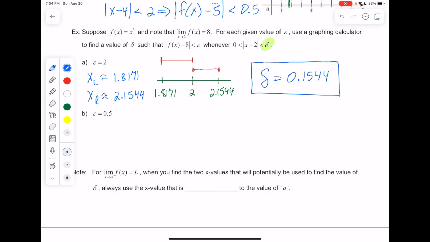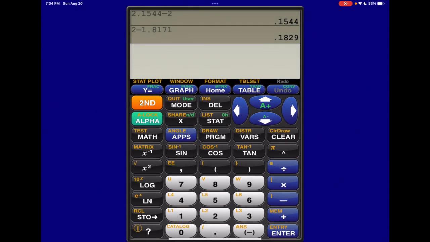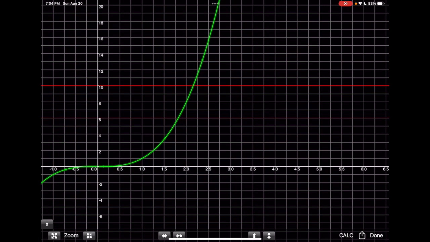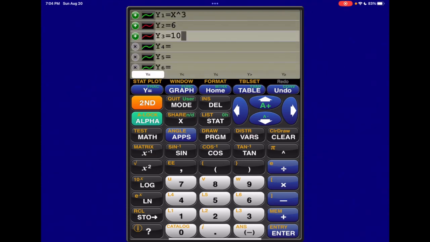All right, let's play the game again with a different epsilon. So this time they want us to change the epsilon to 0.5. So what does that mean in terms of our picture right here? Well, instead of being able to go from 8 up 2 and down 2, which is where we got the 6 and the 10, now we're just going to go from 8 up a half and down a half. So going back into here, if we went down a half instead of 6, that would be 7.5. And if from 8 we went up a half instead of 10, that would be 8.5.